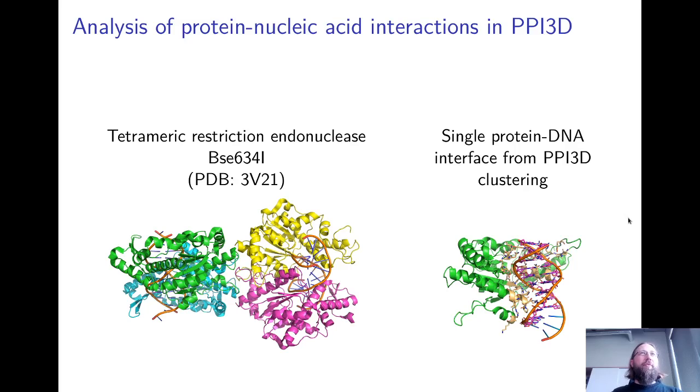In addition to protein-protein interactions, we also analyze protein interactions with nucleic acids, and the clustering also helps in this case. For example, this tetrameric protein binds to two DNA helices, but the interaction interface is always the same.